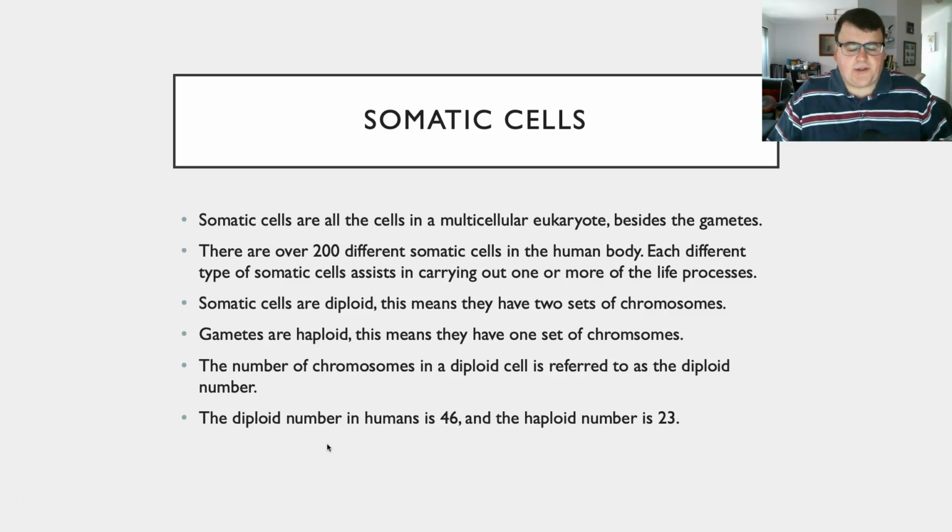Somatic cells. We just need to look at this term before we start. Somatic cells are all the cells in the multicellular eukaryote that aren't the gametes. There's over 200 different somatic cells in the human body, and each type of somatic cell helps us in carrying out a specific life process. Somatic cells are diploid, which means they have 2 sets of chromosomes, whereas gametes are haploid, only having 1 set of chromosomes. The number of chromosomes in a diploid cell is referred to as the diploid number. So the diploid number in humans is 46, whereas our haploid number is 23.